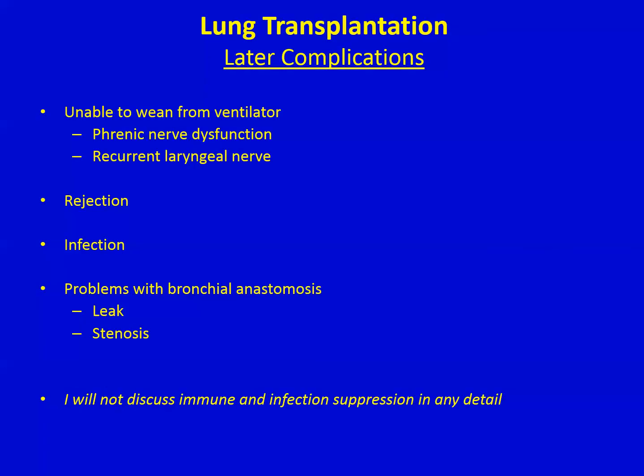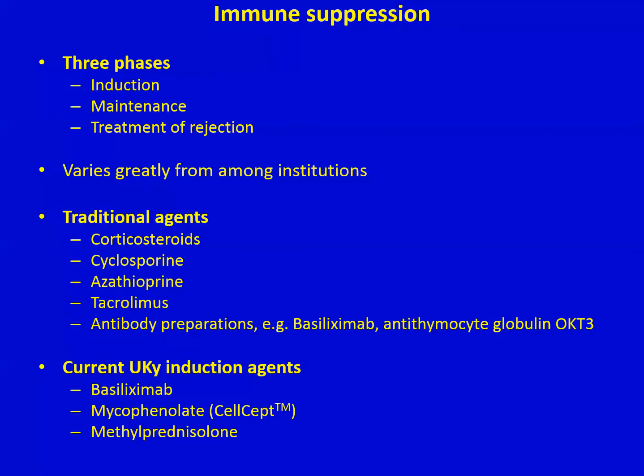These are some of the later complications, which I won't discuss in any further detail, other than a brief comment on immune suppression. These have three phases: induction, maintenance, and treatment of rejection. It varies greatly among institutions. The traditional agents are listed. What we currently use for induction here is basiliximab, mycophenolate or CellCept, and methylprednisolone.